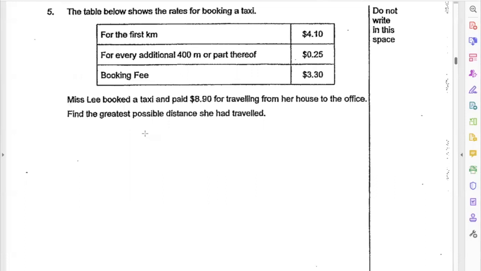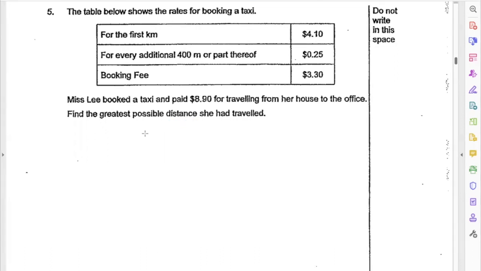The table below shows the rates of a booking taxi. So the first kilometer is $4.10. Every additional 400 meter or part thereof, another 25 cents. Booking fee is $3.30. Mrs. Lee booked a taxi and paid $8.90 for traveling from house to office. Find the greatest possible distance. Talking about distance, so we are talking about kilometers. So the answer will be in kilometers.